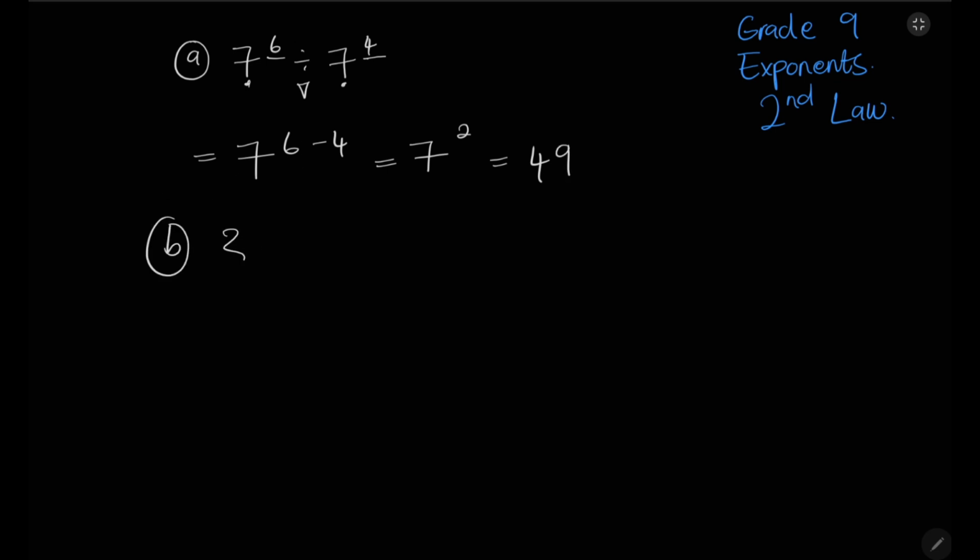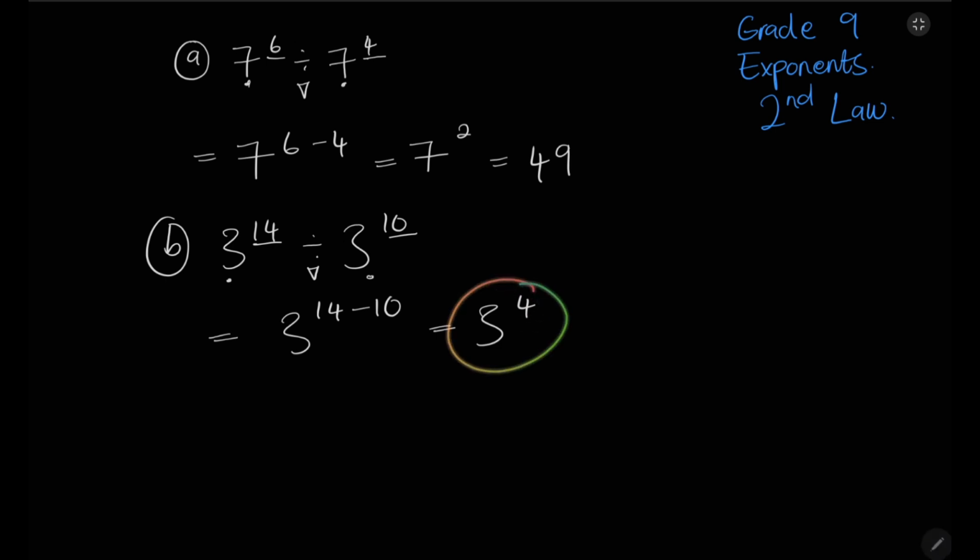Let's move to B. We have 3 to the power 14, let's say, divided by 3 to the power 10. Let's calculate and simplify where possible. Do you have the same base? You have 3 and 3. So you write down our base, which is 3. The bases are divided, so we have to subtract the exponents. This will be 14 minus 10, which is 3 to the power 4. You can find the value of this, but it's not really necessary.